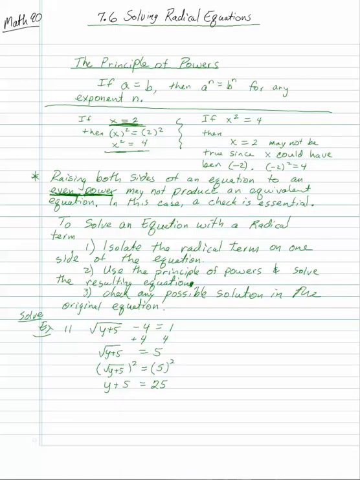Now the resulting equation is just a linear equation, so we use our techniques from the beginning of the book to get y by itself. So y is 20. Now this is just a possible solution. We know it solves the equation y plus 5 equals 25, but we don't know if it's a solution to the original equation. Since we squared both sides, we have to check in the original problem. What happens when you square both sides? Negative signs become positive, so you lose some information. So we have to check.